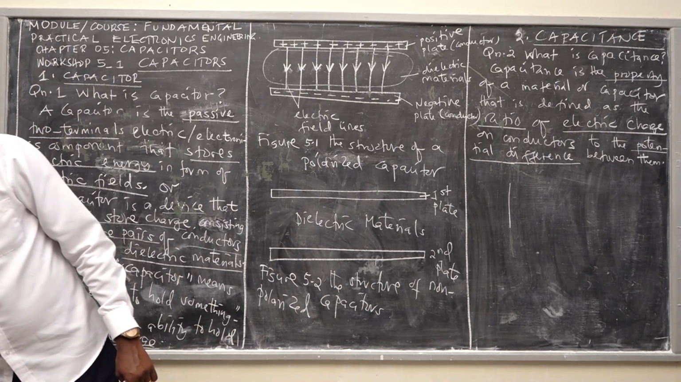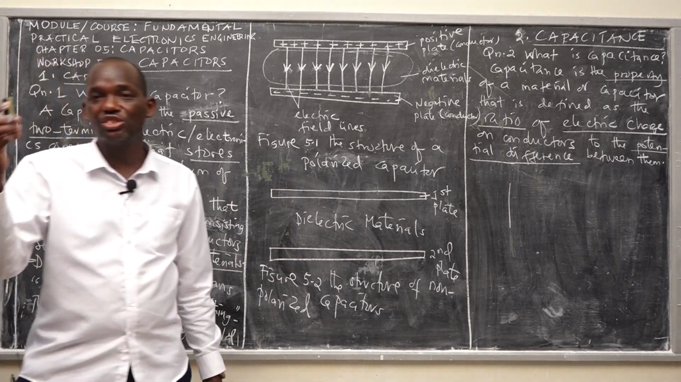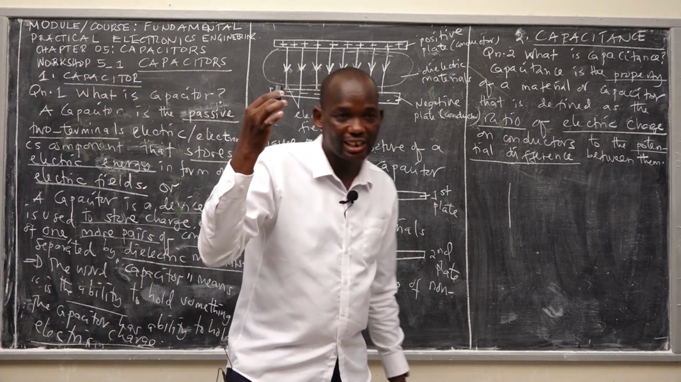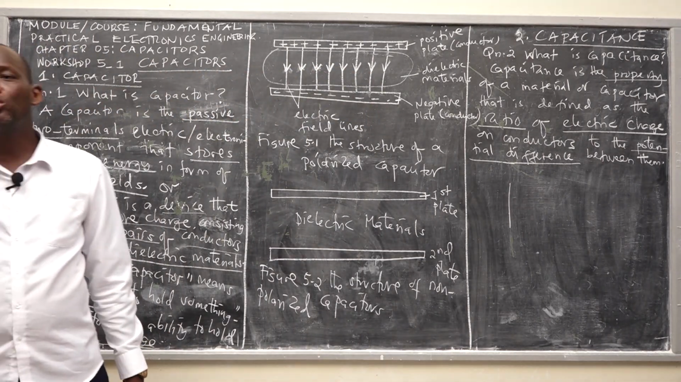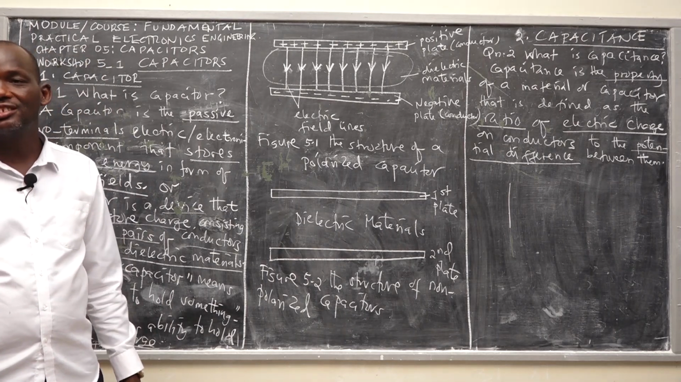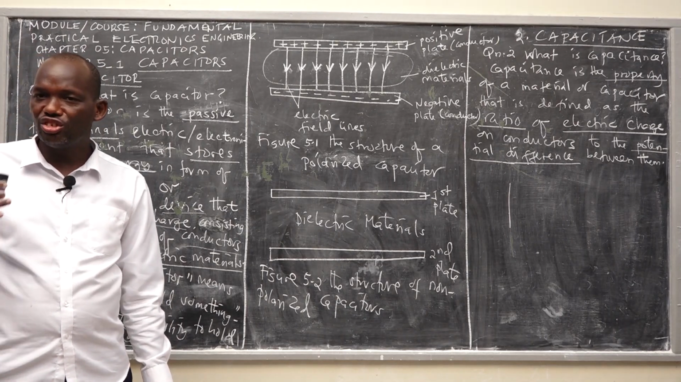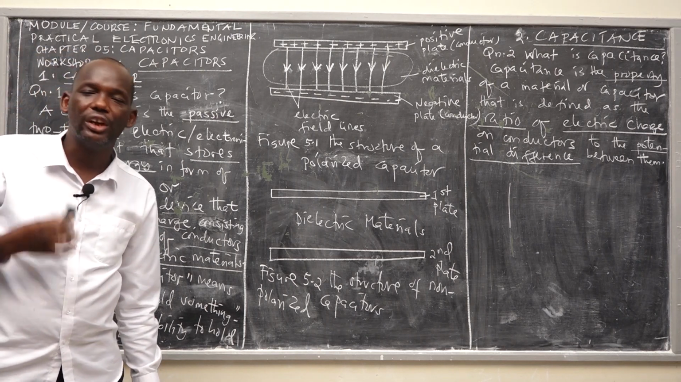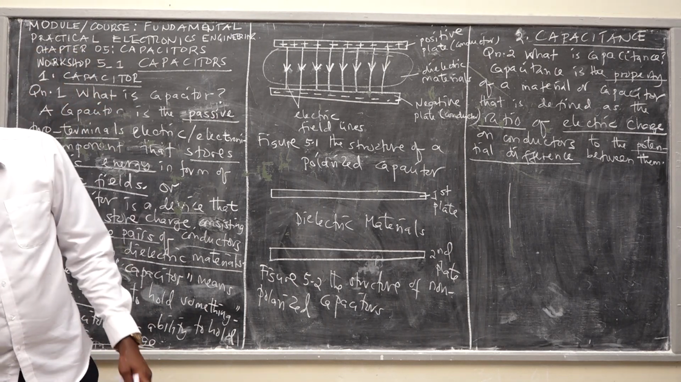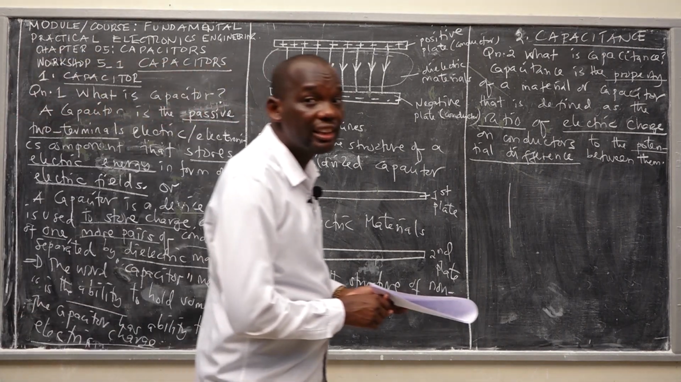But you can have some other material whose structure is not a capacitor, but it has the property of capacitance. That material also will not show the property of capacitance if there is no stored charge, and if there is no potential difference between the two points. Class, are we together?